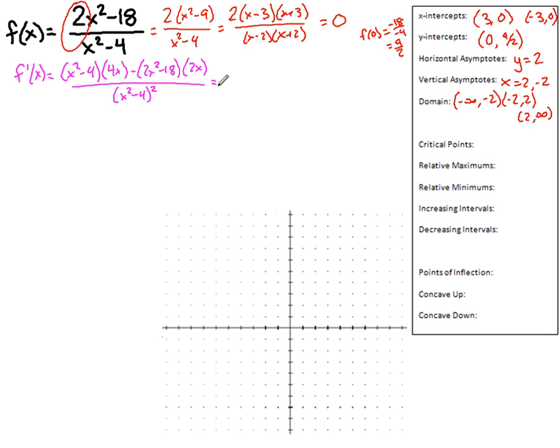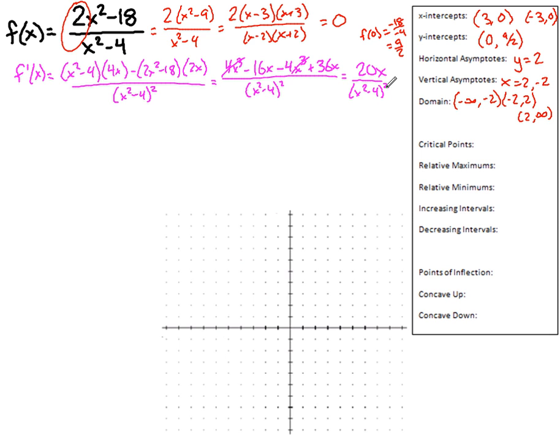Okay, from there, I'm just going to simplify. I'm going to distribute here and get 4x cubed minus 16x for the first part. Then here I'm going to have a minus 4x cubed and a plus 36x. Still all over x squared minus 4, that whole quantity squared. Simplify once more, I have positive 4x cubed minus 4x cubed, so those will go away, and leave me with negative 16x plus 36x. So that gives me a 20x over this x squared minus 4 quantity squared.